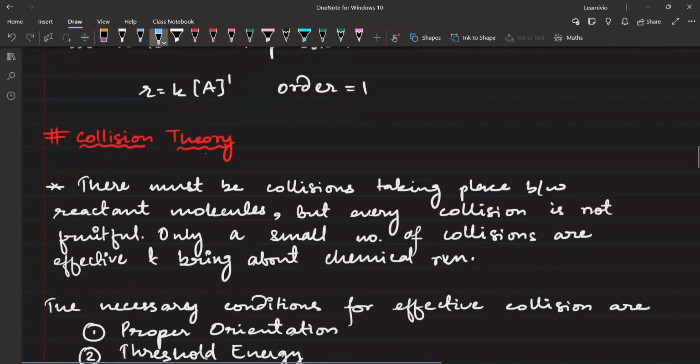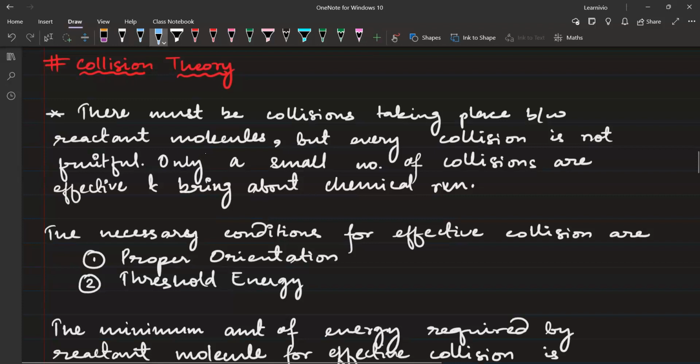अगला है collision theory. So collision theory के बारे में we did start a bit like when we were doing how the concentration changes the rate of reaction. तो वहां पे हमने देखा था कि a reaction can occur only and only if there is a collision between two reactant molecules. The collision theory, it goes into a bit more detail, like what type of collisions will give you actually the product.